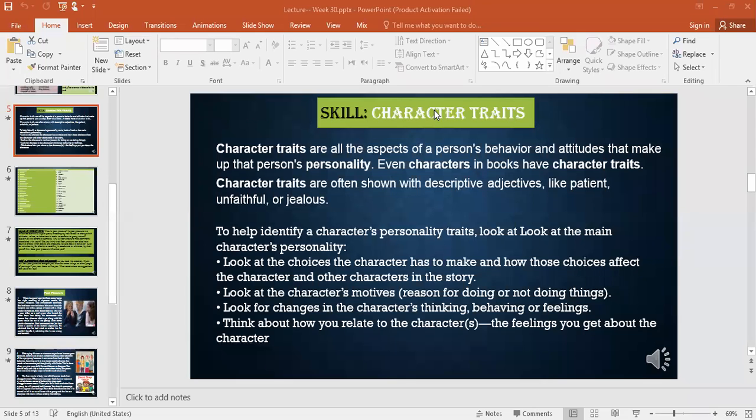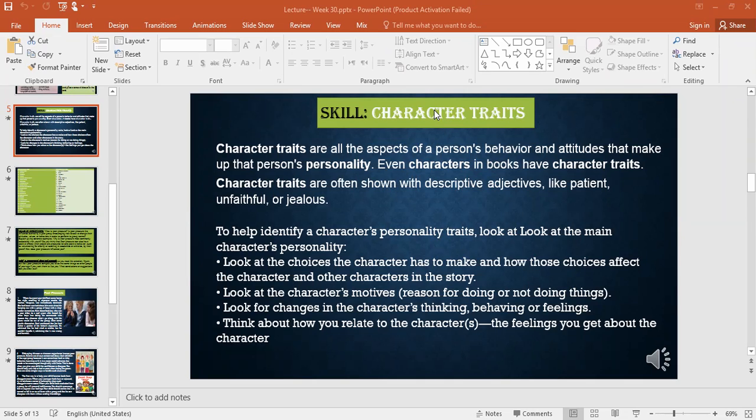What are the character traits? When I say traits, it means I will describe the outer appearance of the character or his inner traits. Yes, Gabby. His inner traits. Very good. So when I say character traits, it means I am describing the behavior and the attitudes of the character. So I'm describing his inner traits, what he thinks about, how he behaves, and so on.